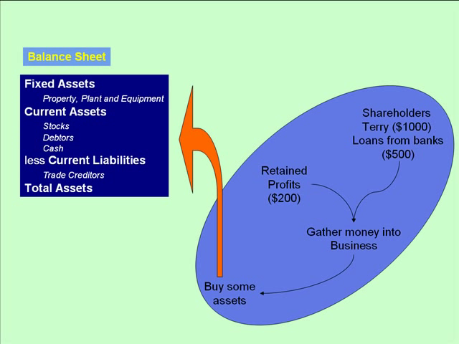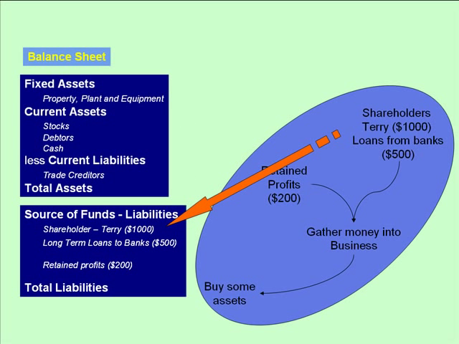Now, we may have ordered from our suppliers some goods or services and received them but not yet paid for them. In the same way that the debtors have to pay us, then maybe we owe money to our creditors. So we need to subtract the amount that we owe our creditors from our apparent assets to get our actual assets, our total assets. And they ought to add up to £1,700 because that's the money that's gone into the system.